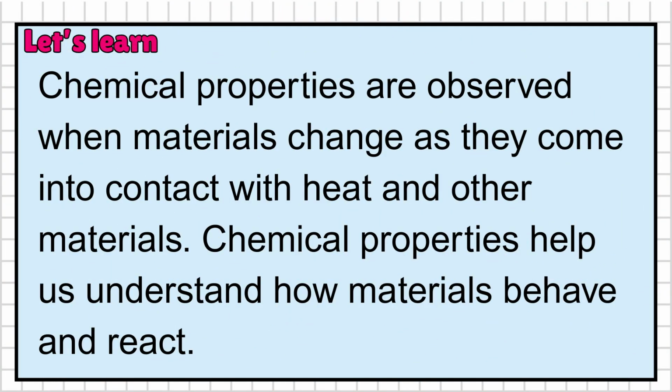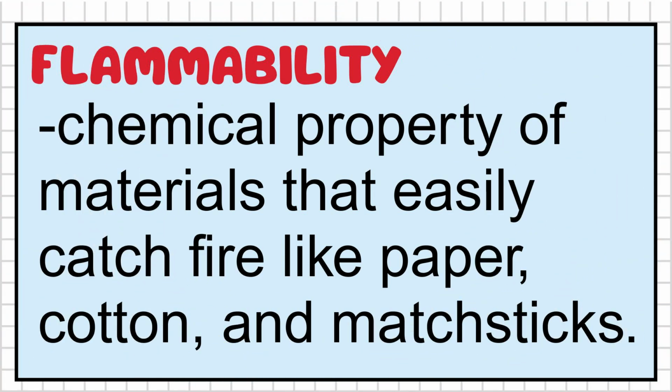Now, kids, let us talk about the chemical properties of materials based on what you just observed. Chemical properties are observed when materials change as they come into contact with heat and other materials. Chemical properties help us understand how materials behave and react. Flammability is a chemical property of materials that easily catch fire like paper, cotton, and matchsticks.